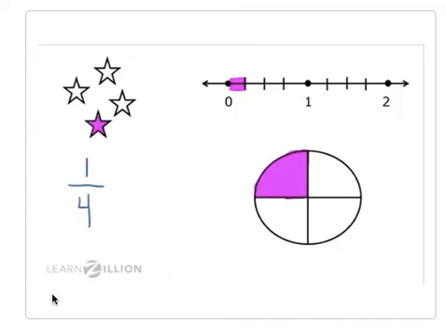You know that fractions can be shown as part of a whole or part of a set and represent a value between 0 and 1. Each one of these fraction models shows the fraction 1/4.